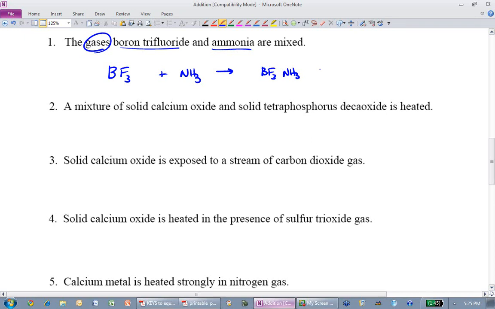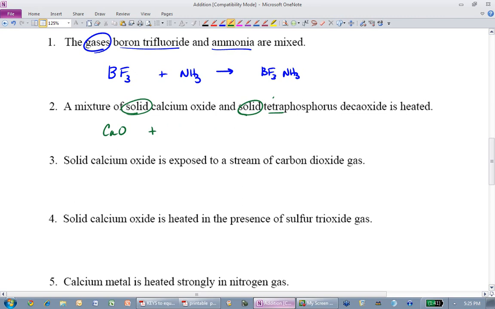It is balanced, resists the urge to mess it up. A mixture of solid calcium oxide, so don't even think about it, just write the formula for CaO, and solid, happy dance, I don't have to think about getting the products written down properly.